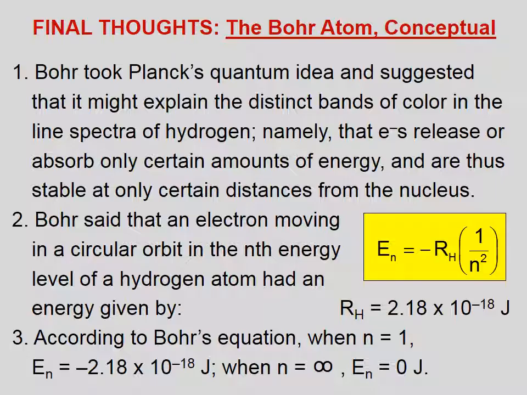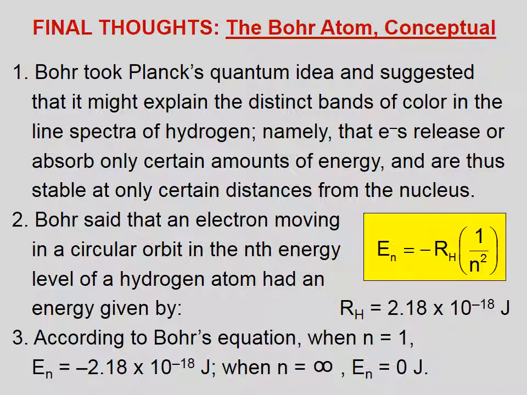Final thoughts on the Bohr atom, conceptual. 1. Bohr took Planck's quantum idea and suggested that it might explain the distinct bands of color in the line spectra of hydrogen, namely that electrons release or absorb only certain amounts of energy and are thus stable at only certain distances from the nucleus. 2. Bohr said that an electron moving in a circular orbit in the nth energy level of a hydrogen atom had an energy given by this equation in yellow, where R sub H is this number right down here, and it's called the Rydberg constant.